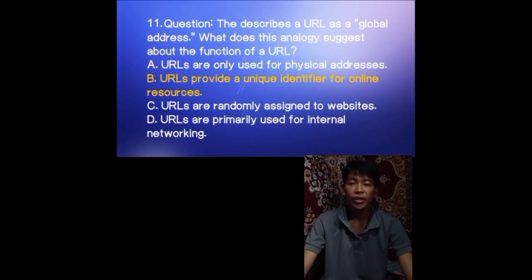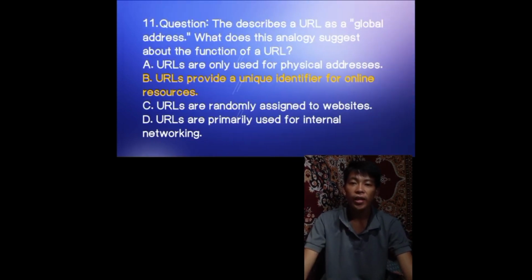So the correct answer for number 11 is letter B. URLs provide a unique identifier for online resources. The global address analogy highlights the URL's roles in uniquely identifying and locating resources on the World Wide Web.